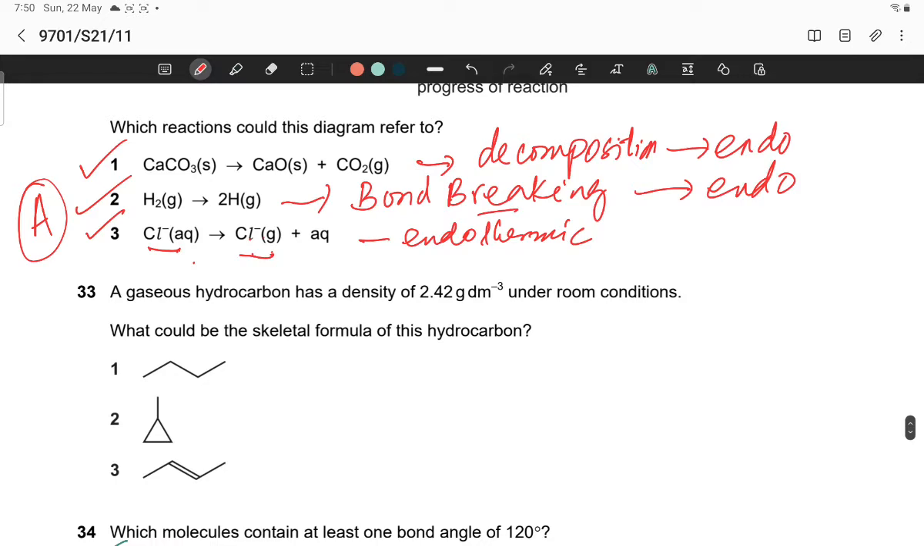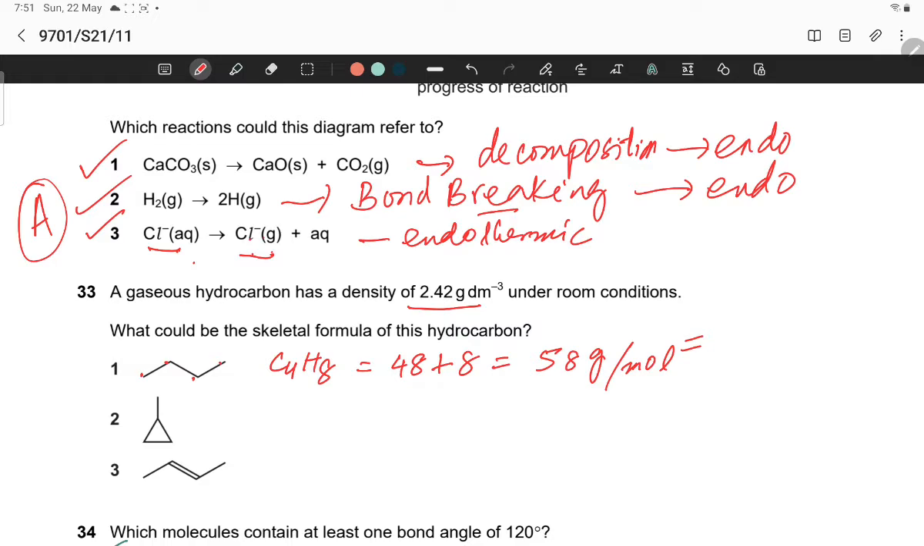A gaseous hydrocarbon has a density of 2.42 gram per dm cube under room conditions. What could be the skeletal formula of this hydrocarbon? This is 1, 2, 3, 4. C4H8 has a density of 2.48 gram. 2.48, this is equal to 12, 4 twelves are 48, plus 8 is equal to 58 gram per mole.